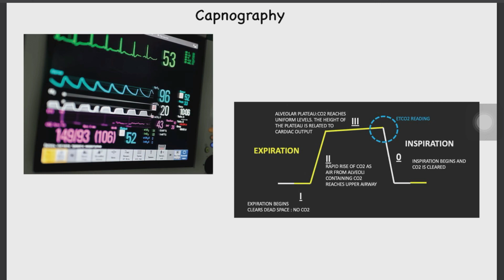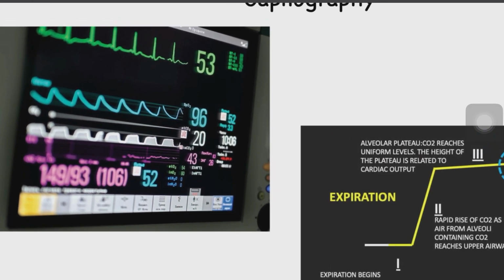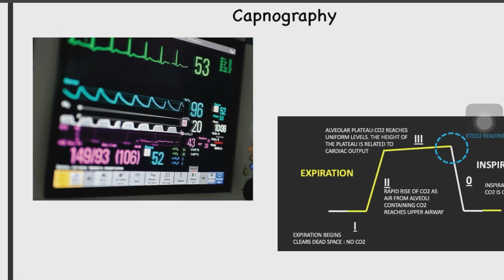Basically, capnography measures your exhaled carbon dioxide, and this is one of the parameters you monitor for your respiratory function. As you can see in the ventilator screen here, this is the heart rate and the ECG, this is SpO2, and here you can see the EtCO2. The exhaled EtCO2, your capnographic waveform, is shown here. So we are going to study about this.